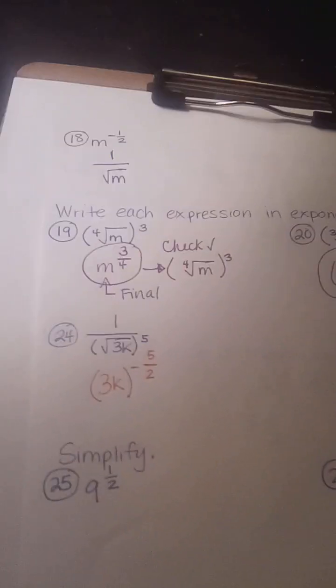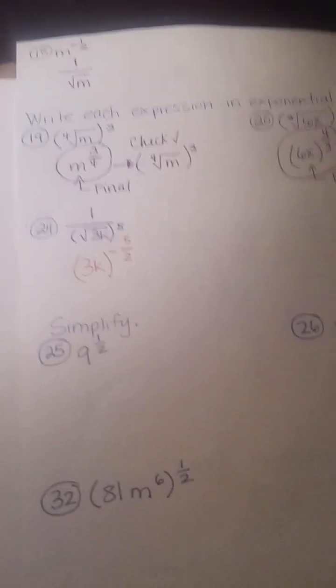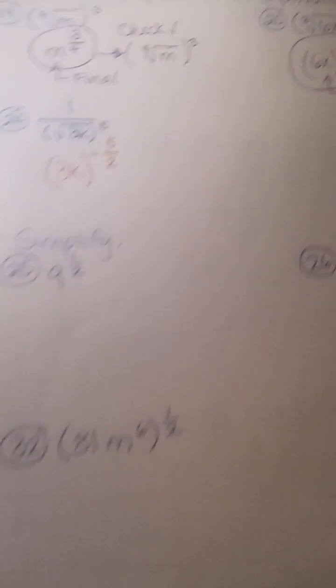All right. So far, so good. It's not too bad, right, folks? It's a little bit easier than anyone can anticipate. But it's okay. All right. So when we're doing 25, 26, and 32, we're simplifying.